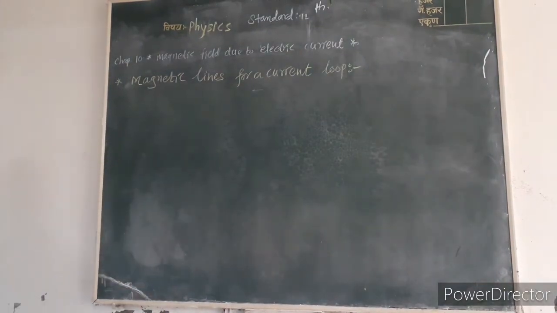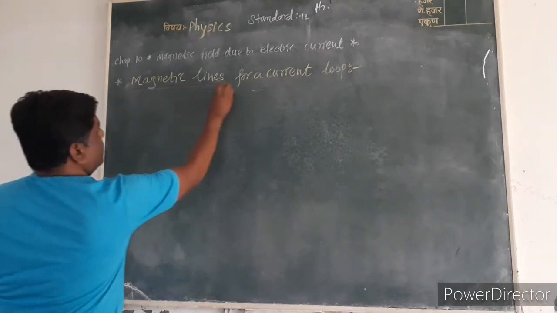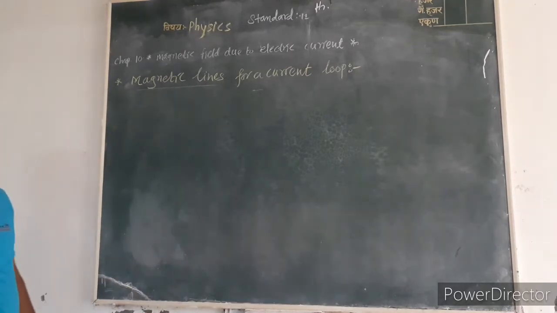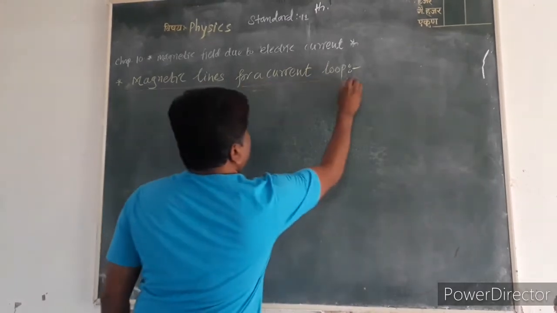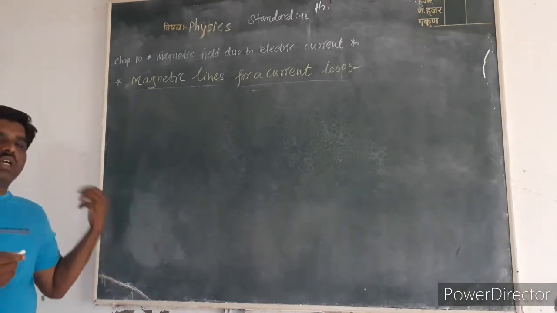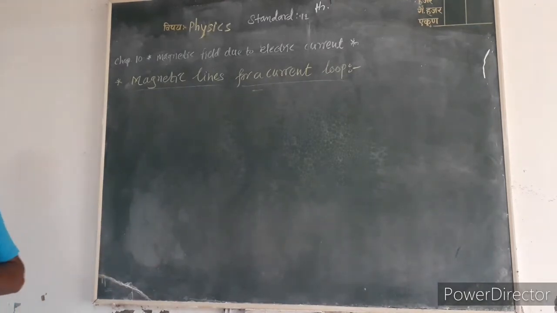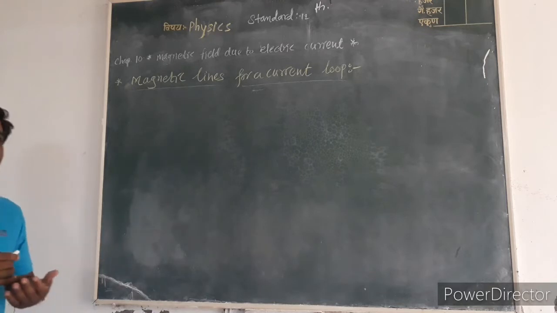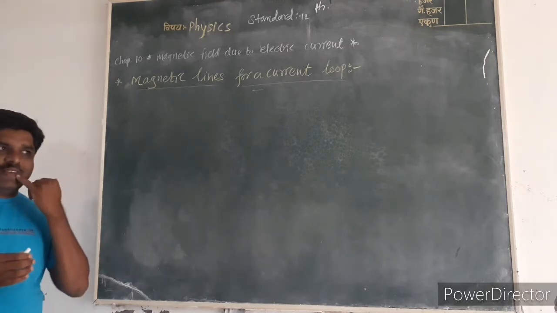Chapter 10, Magnetic Field due to electric current. Next topic, magnetic lines for a current loop. Due to a current loop, or it is also called a coil.